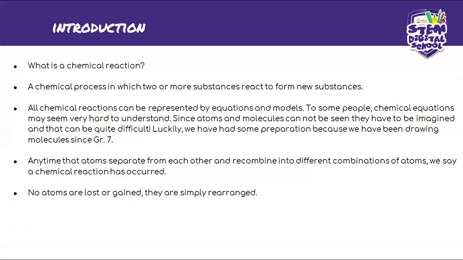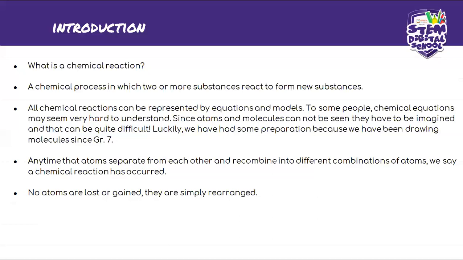I repeat, any time that atoms separate from each other and recombine into different combinations of atoms, we say a chemical reaction has occurred. So, in the example that I gave, if you have atom A reacting with atom B to give us atom C and D, then that's a chemical reaction. So what it means is that the atoms in substances A and B, the bonds got broken, so they rearrange and then form different atoms that give you C and D. So you will see that A and B are reactants and C and D are products.